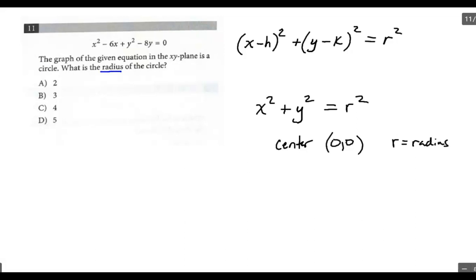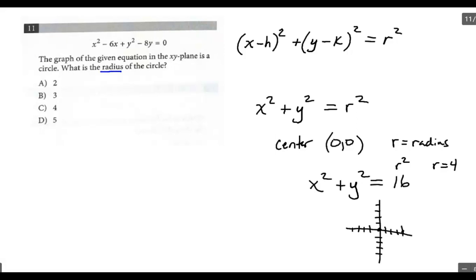All right? So, for example, just really quick, if I had x squared plus y squared equals 16, I could graph that. It's basically a circle centered at 0, 0. And since r squared is 16, that means that r would be the square root of that, which would be 4. So the radius would be 4, and I could come out 4 in every direction, and I could draw a nice little circle.